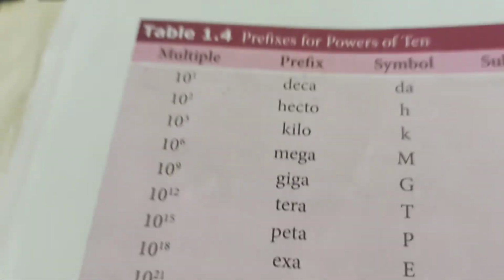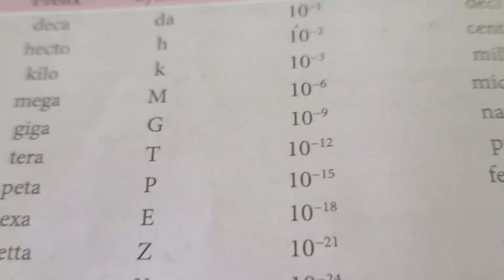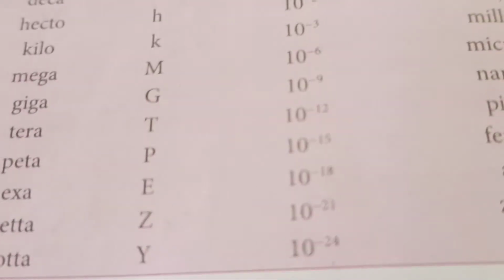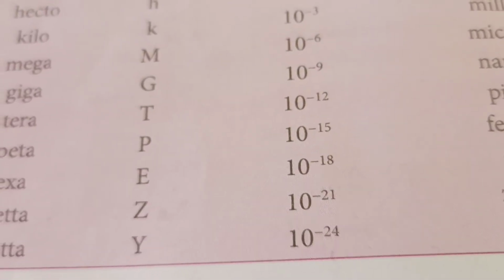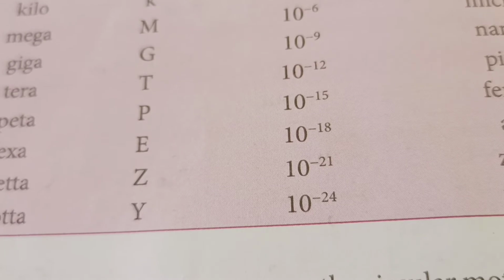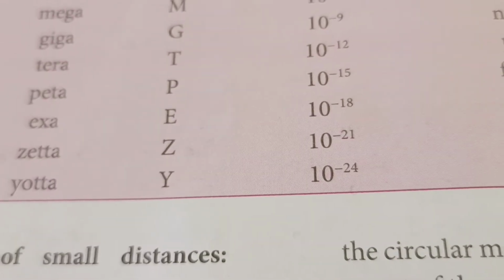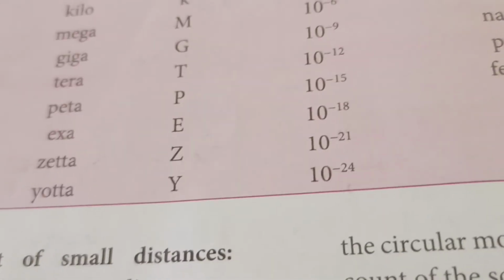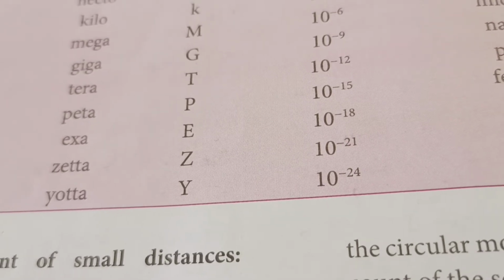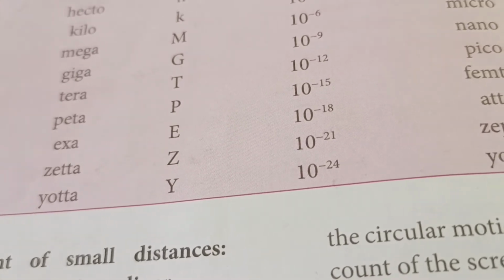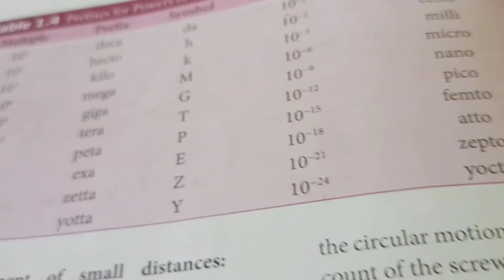That is submultiple. 10 power minus 1 is deci, symbol d. 10 power minus 2 centi, small c. 10 power minus 3 milli, small m. 10 power minus 6 micro, symbol mu. 10 power minus 9 nano, small n. 10 power minus 12 pico, small p. 10 power minus 15 femto, small f. 10 power minus 18 atto, small a. 10 power minus 21 zepto, small z. 10 power minus 24 yocto, small y. This is the prefix for powers of 10.